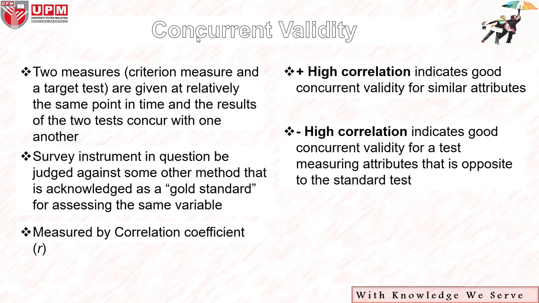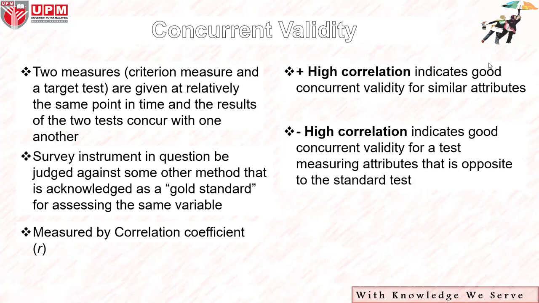Then you distribute and collect the two instruments at a similar time. The survey instrument in question is judged against some other method that is acknowledged as a gold standard for assessing the same variable. Then after that, you correlate the findings of the two instruments. Positive high correlation will indicate good concurrent validity for similar attributes. Negative high correlation indicates good concurrent validity for a test measuring attributes that are opposite to the standard test, depending on which one is of your interest.